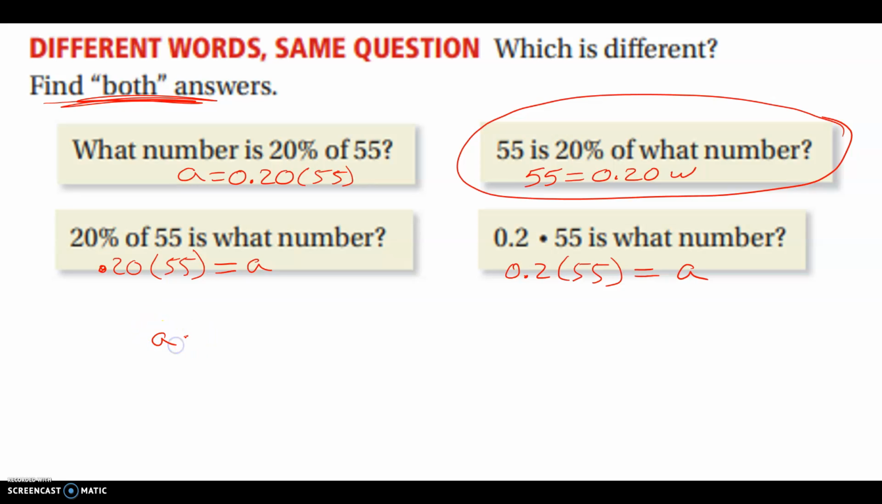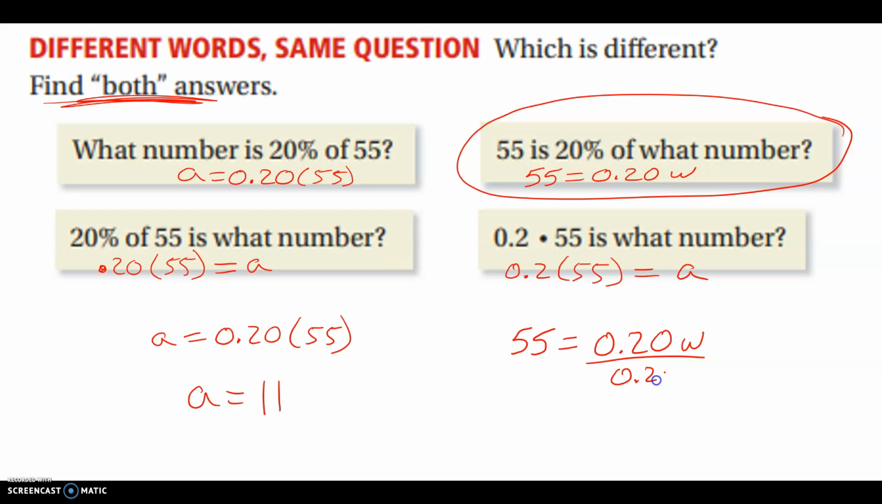On this one, A equals 0.20 times 55. That gives me A equals 11. Now this one, 55 equals 0.20 W. If we divide by 0.2, 55 divided by 0.2 is 275. So there's the answer for both, and we figured out which one was different.